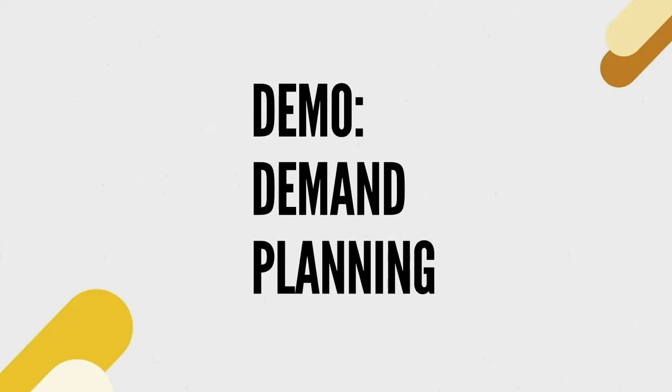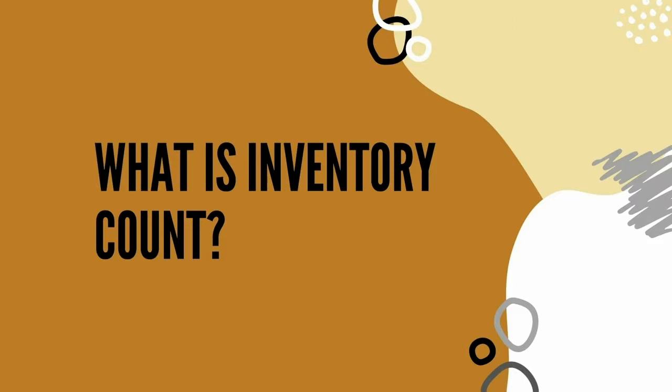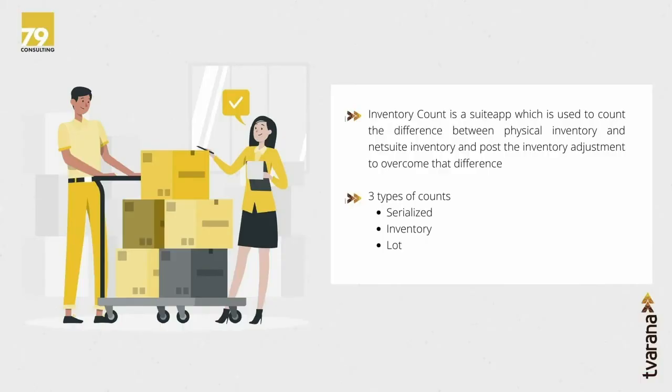Thanks so much, Eric. So let's go into a little bit on inventory count. We've gone over a lot of information, so we'll take this a little slow. Inventory count is our suite app that helps users sync the physical warehouse to inventory on NetSuite, and utilizes 3 types of counts: serialized, inventory, and lot. Eric will now go through a quick demo of inventory count, so I'll go ahead and let him take over the screen.